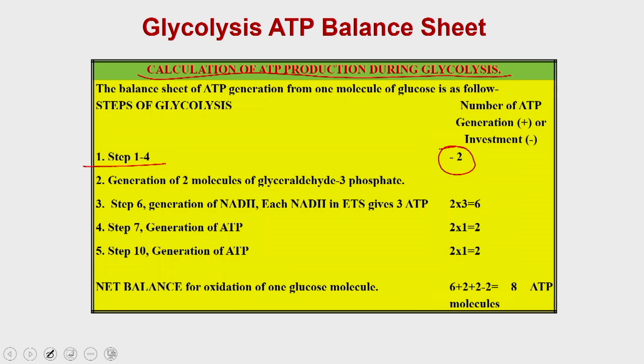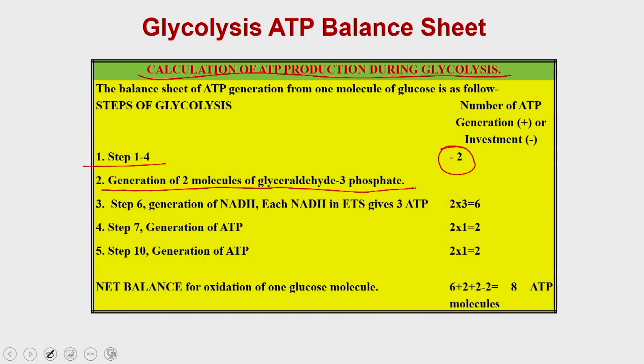They are being used when you are producing the glucose 6 phosphate as well as the fructose 1,6 bisphosphate. So, at that time you have invested two ATP molecules. After that, there is a generation of two molecules of glyceraldehyde 3 phosphate. So, below this, whatever you see is going to be a split.